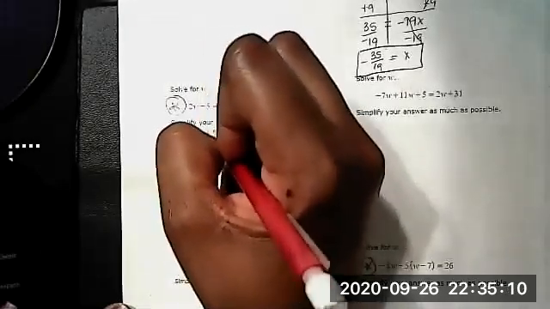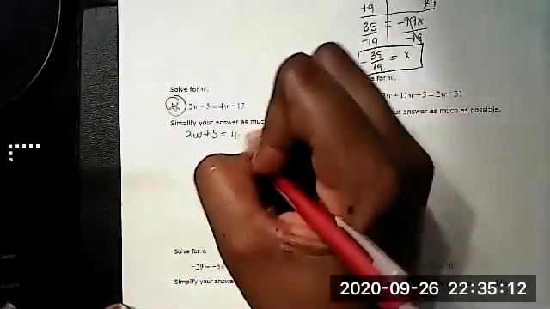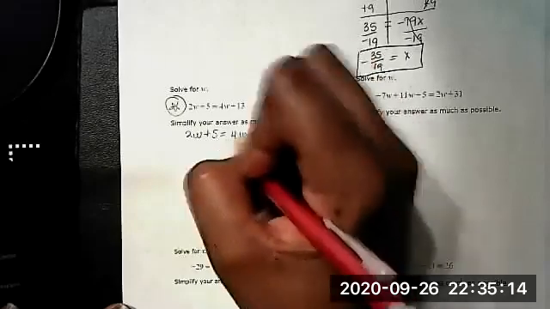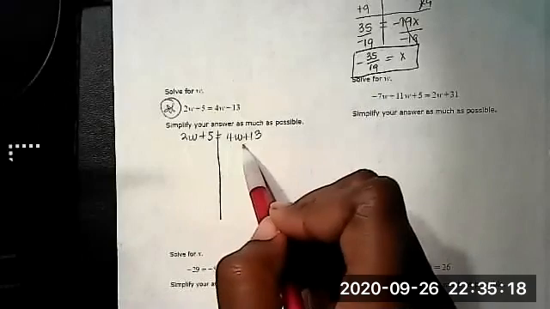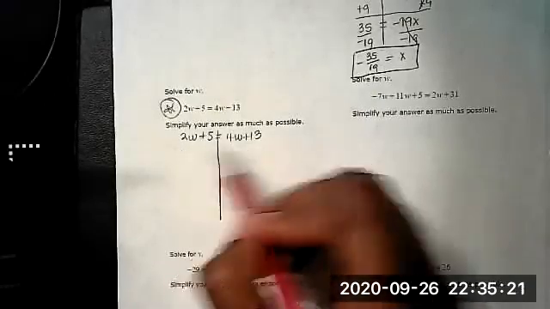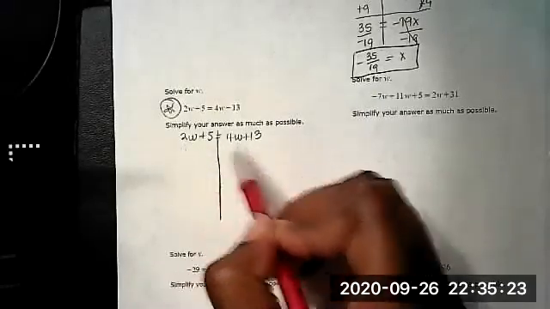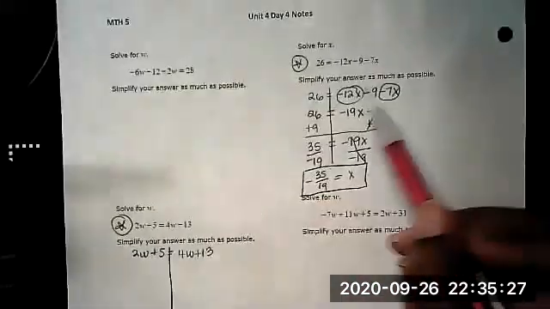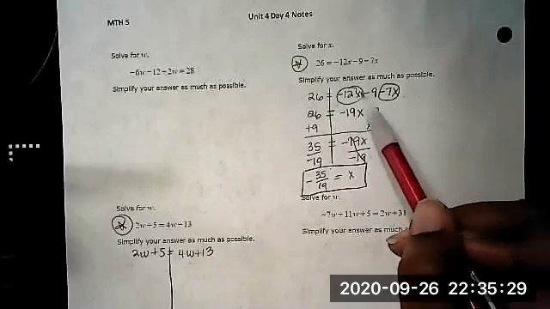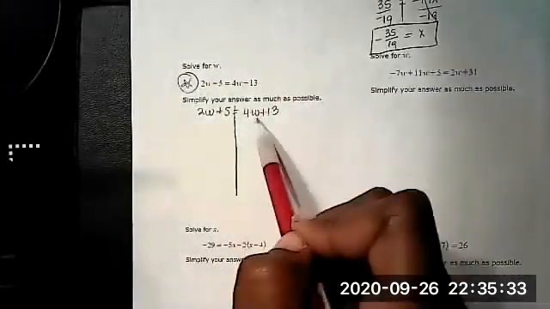2w plus 5 equals 4w plus 13. Now, as you see, these w's are on opposite sides of the equal sign. You cannot combine them across that equal sign. So it's not going to be like combining like terms like we did on this one. You see how they're on the same side of the equal sign, you combine like terms. In this case, two different sides of the equal sign, you do not combine like terms.